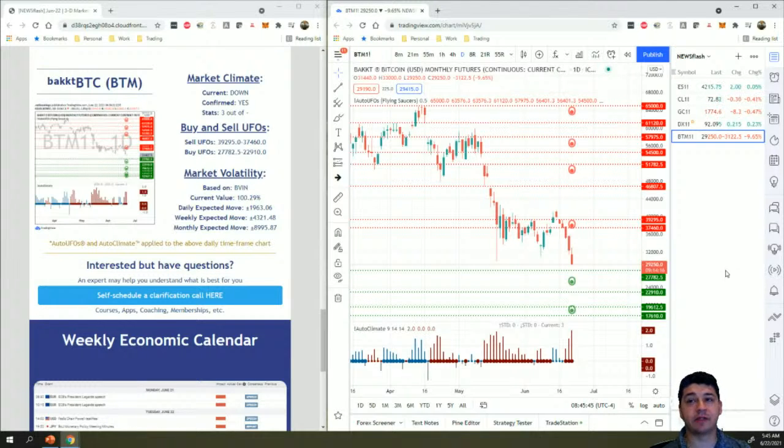So Bitcoin, we do have a new UFO, 39,295 to 37,460. And then 29,250 is where current price is. We're kind of coming in hard at this 27,782.5 to 22,910. So this is an area that we need to be looking out for. The climate is confirmed. It is the 3rd day down out of typically to be determined. And then of course the volatility being 100%, definitely a volatile instrument.